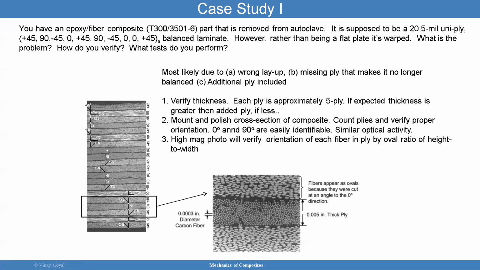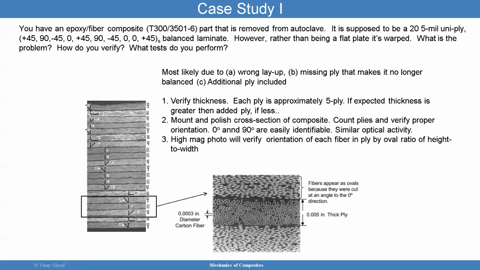Check the ply thickness of each ply to make sure it got to the 5 mil that we talked about, and figure it out from there. Another option is to mount and polish a cross section of the composite, look at that, and then count the plies. So here I can count 1, 2, 3, 4, 5, 6, 7, 8, 9, 10, 11, 12, 13, 14, 15, 16, 17, 18, 19, and 20 plies. So it looks like I do have 20 plies in this example.